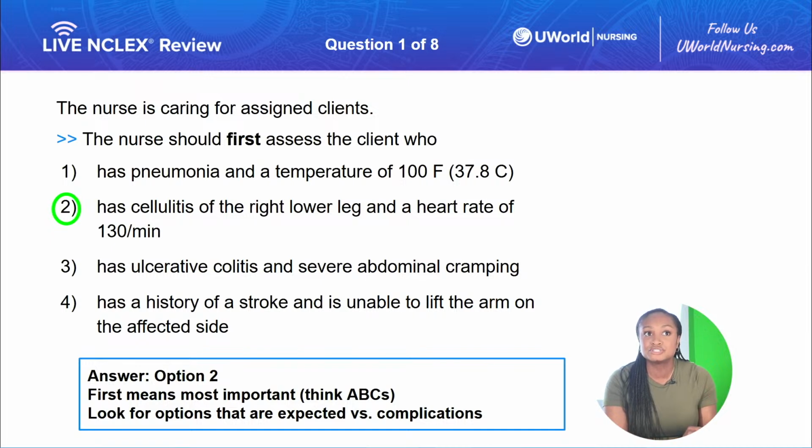Option 3, ulcerative colitis with severe abdominal cramping. Again, an expected finding with ulcerative colitis. It's a pretty painful and annoying disease process to have. And then option 4, history of a stroke and is unable to lift the affected arm. Again, an expected finding when you have a stroke. You sometimes will have hemiparesis where you're unable to move one side of your body, and that is being shown here. So good job, guys.